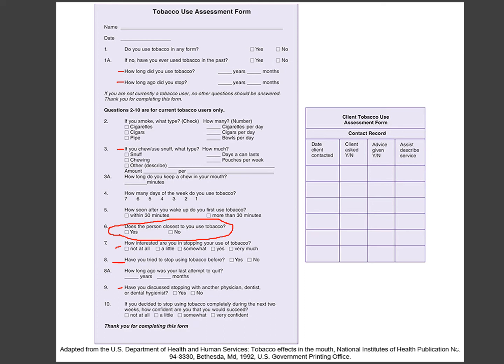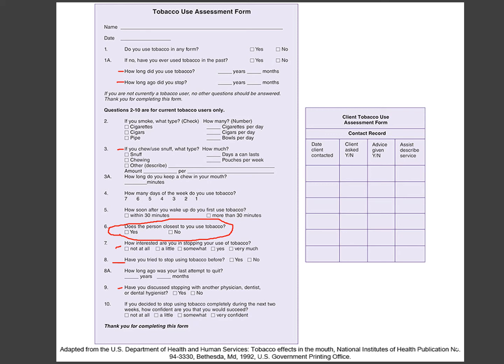So just let them go to the source they feel is best suited for this information, because those are the people they're going to listen to. It might be you, or maybe just asking them these questions is the spark they need to go to their doctor. And then, have you decided to stop using tobacco completely during the next 2 weeks?